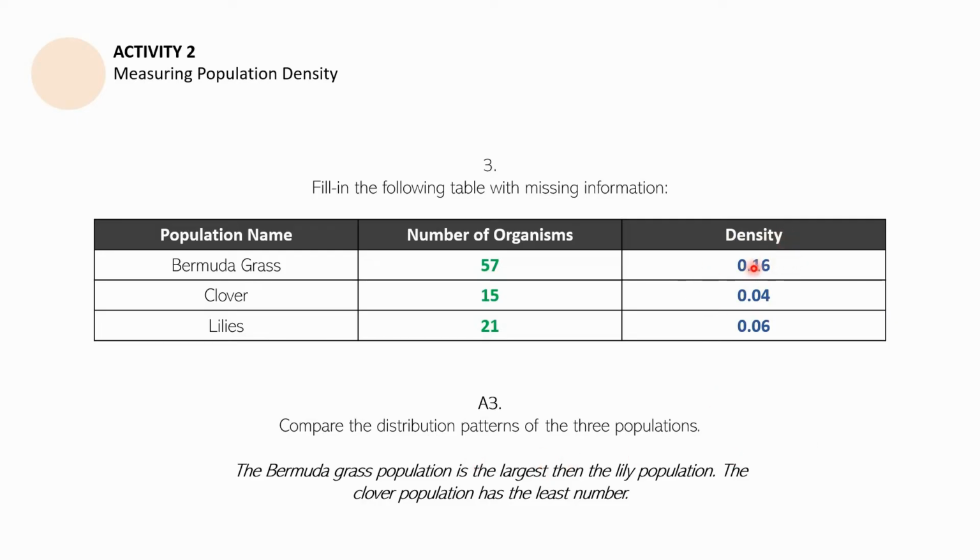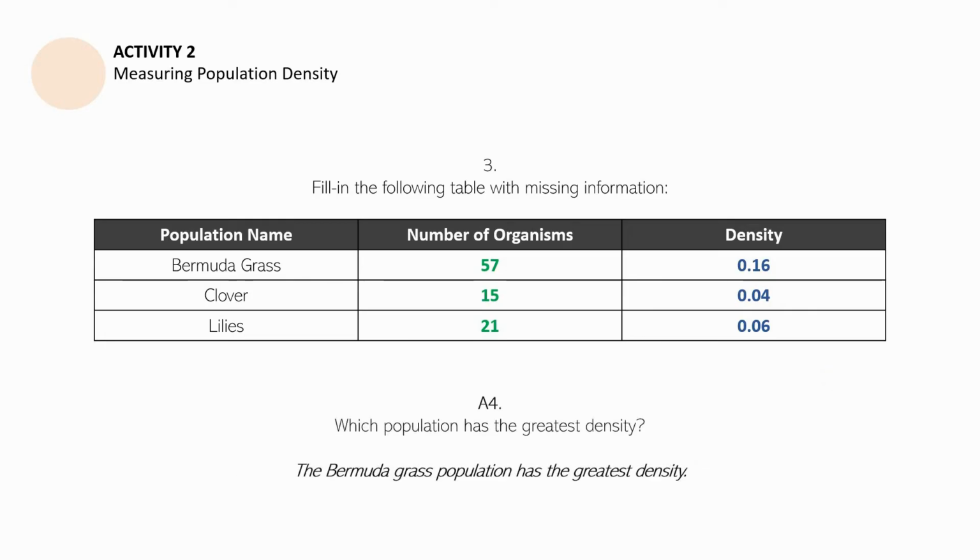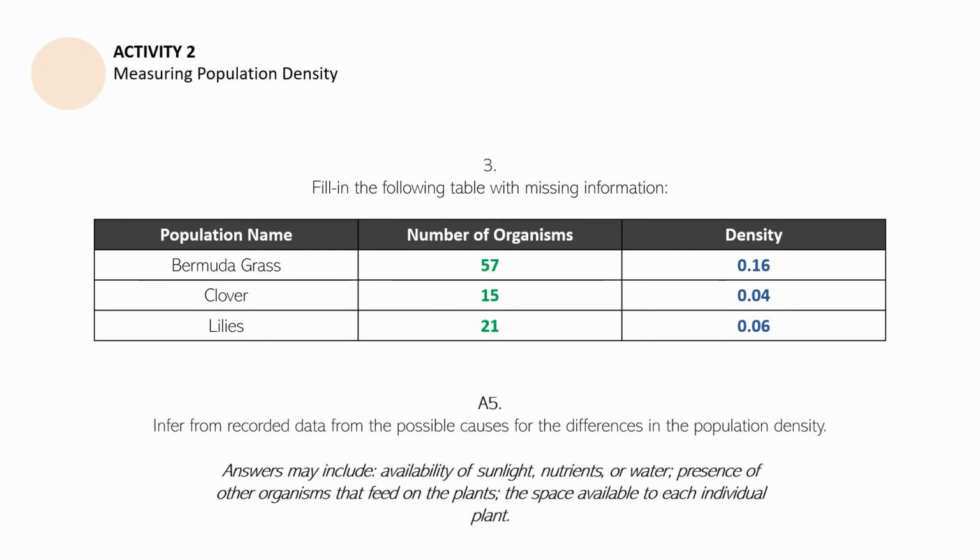So as you can see, 1600ths, that is for the density of Bermuda grass, 600ths for the density of lilies, and then 400ths for the density of clover. So that is their sequence from highest to lowest. The Bermuda grass has the greatest density at 1600ths, obviously.